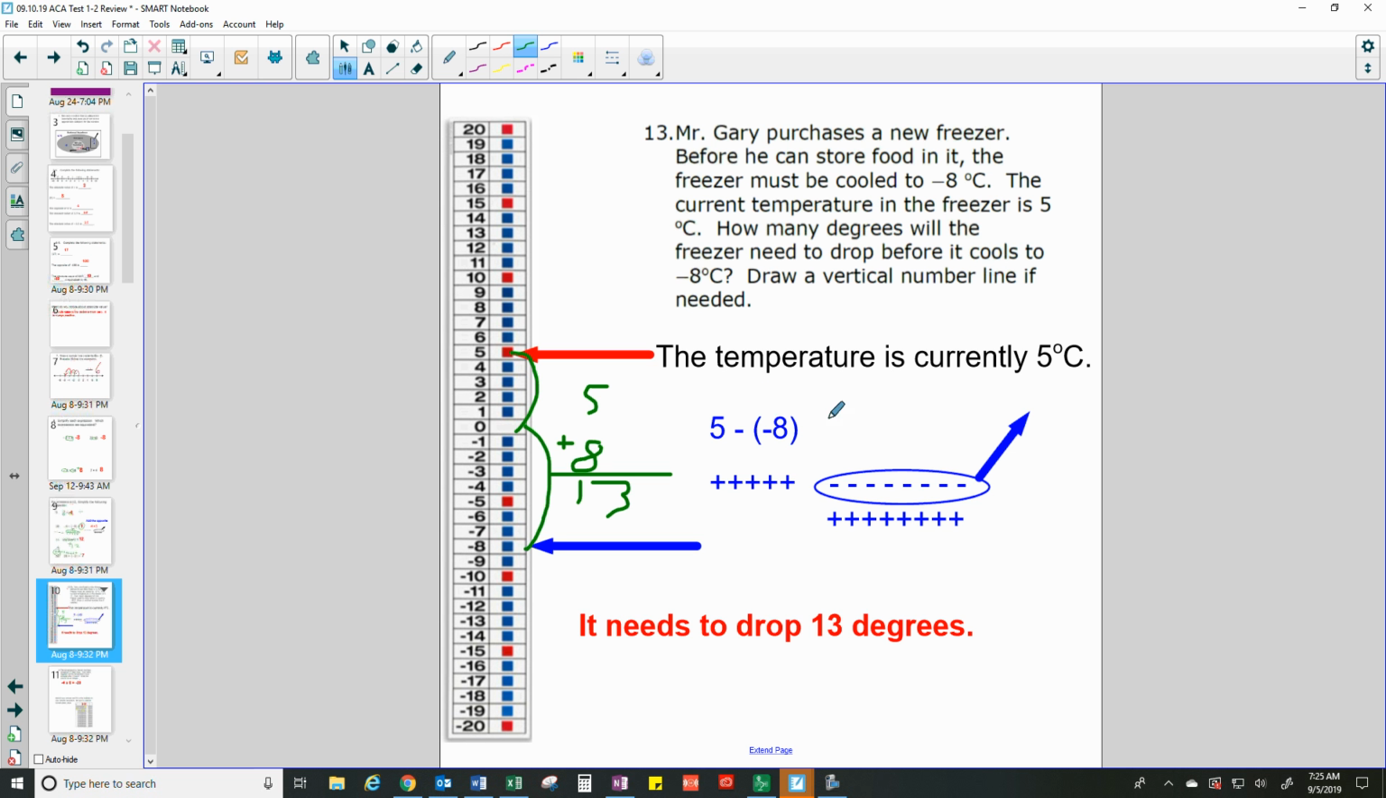Another way to do it is mathematically 5 take away negative 8. So I start with 5 positive. Can I take 8 negatives from this? No, I need to do 0 pairs. So I draw 8 pairs of 0 pairs. I take away the negative 8. So 5 plus 8 is 13.